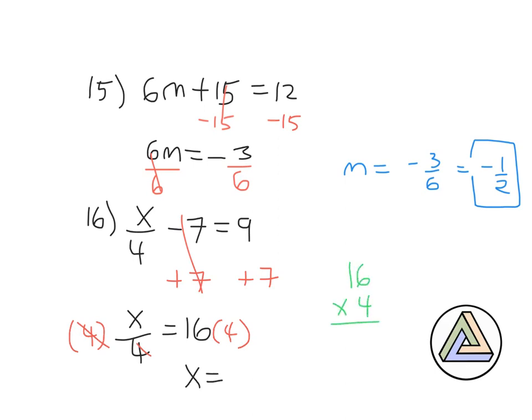16 times 4. The 6 times 4 is 24. So we put a 4 here, and we put a 2 there. And then we have 1 times 4 is 4, plus the extra 2 is 6. So that's going to be 64. So therefore, we have 64. And that should be the answer to that one.